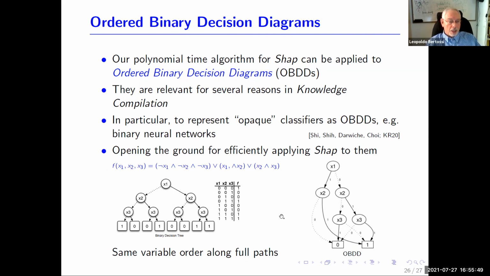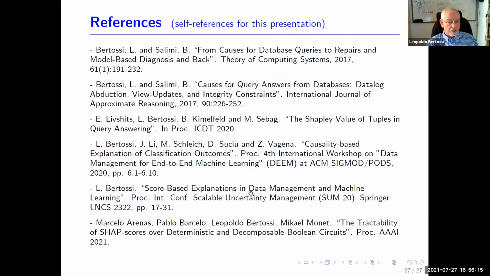So basically, this is what I wanted to present. There are many things to explore. I haven't mentioned anything about approximation results that we do have in the paper with Esther, Lipschitz, and Benny Kimmerfeld for queries that we also have for Shap, but well, at some point one has to stop. I hope to have given a picture of what's going on. These are some references that are related to what I mentioned today. And I'm open for any comments, questions, and I hope I can answer them.